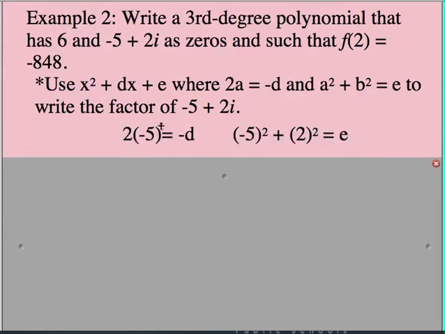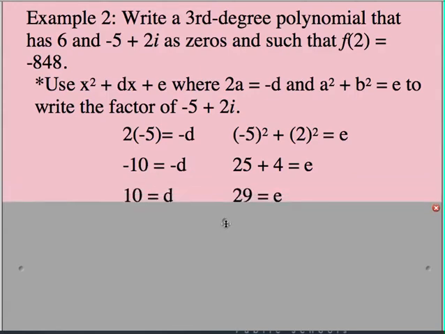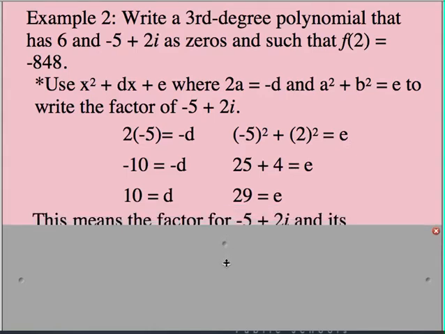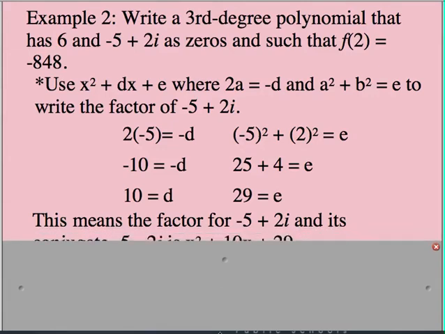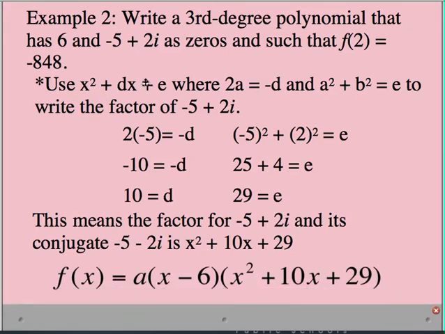If negative 5 is a, 2 times a is the opposite of d, so we get negative 10 equals negative d, and that means 10 is d. Then over to the right, plug in negative 5 for a and 2 for b, and you'll get negative 5 squared plus 2 squared equals e. Add those together and you'll get 29. So the factor for this one is going to be x squared plus 10x plus 29. Since 6 was a root, x minus 6 is a factor. And so here's the product in factored form.